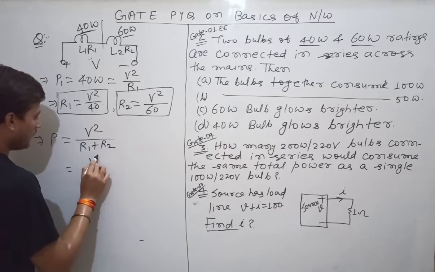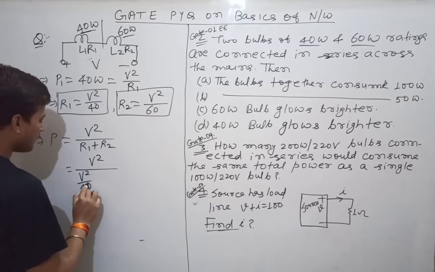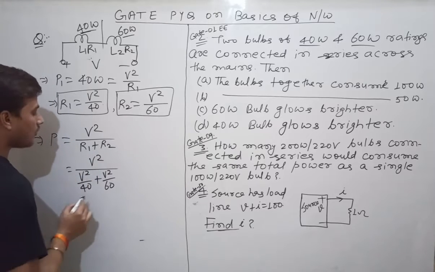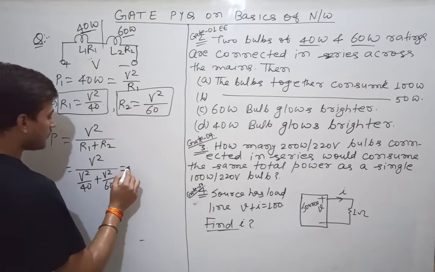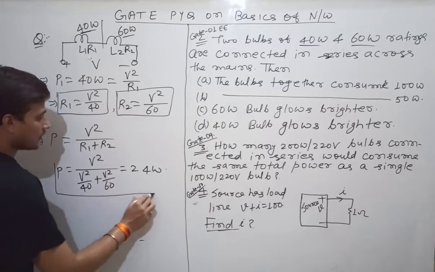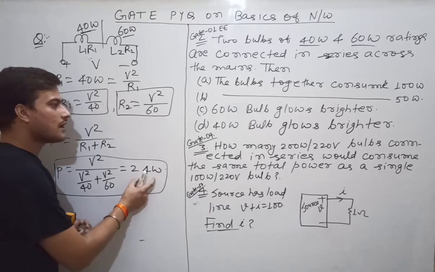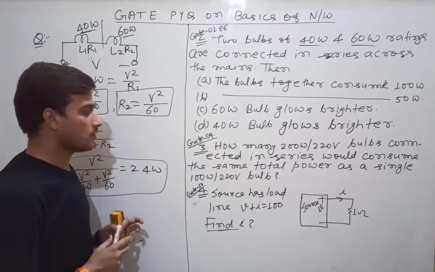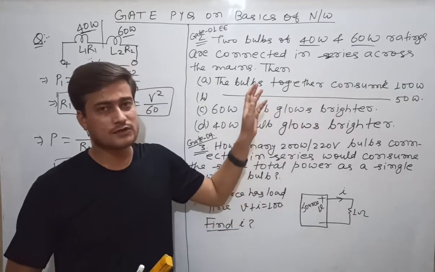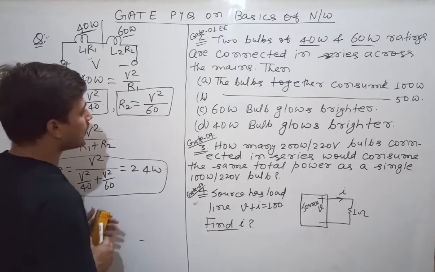Here it is V square divided by, instead of R1, you can write V square by 40 plus V square divided by 60. So V square will be cancelled out, and you will get it equal to 24 watt. That means when these two bulbs are connected in series across the mains, together they will consume 24 watt of power. That means the first option is wrong, the second option is wrong. Next come to the third and fourth options.